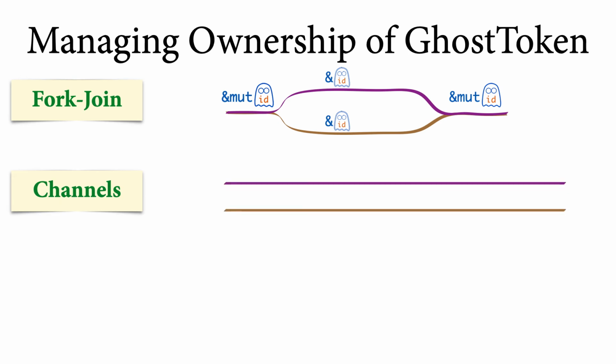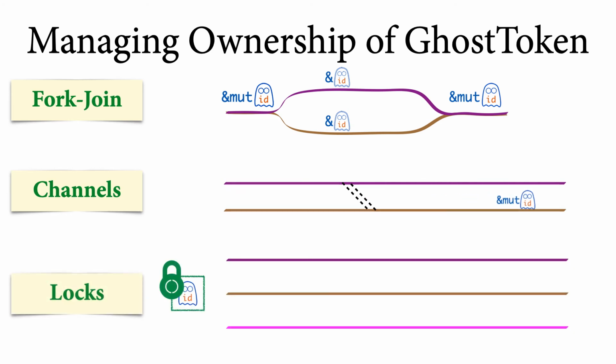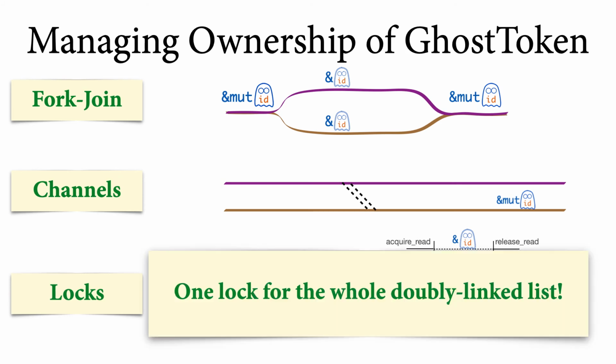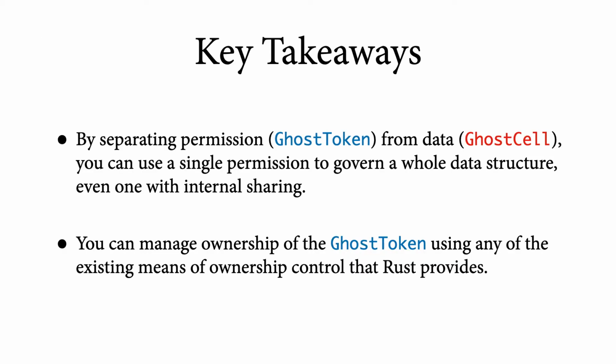You can use channels and message passing to transfer unique ownership of the ghost token directly from one thread to another. You can use locks, like the reader-writer lock we saw earlier in the talk, to synchronize access to the ghost token between multiple threads. But notice here that we're just using a single lock to protect the entire linked list, not one per node. The key takeaways here are that by separating the permission, in other words the ghost token, from the data, in other words the ghost cells that it's controlling, we allow you to use a single permission to control a whole data structure, even one with internal sharing, and you can manage ownership of that single permission however you want, using the existing means of ownership control that Rust provides.